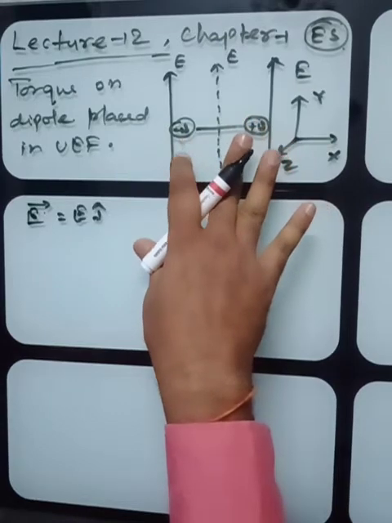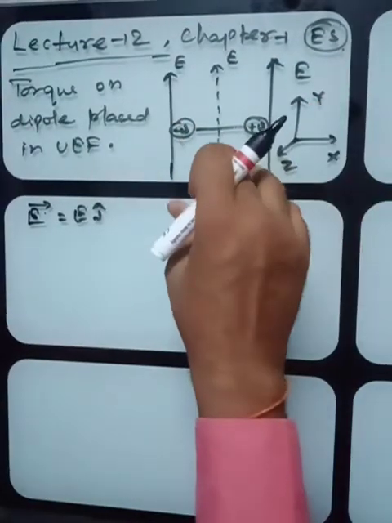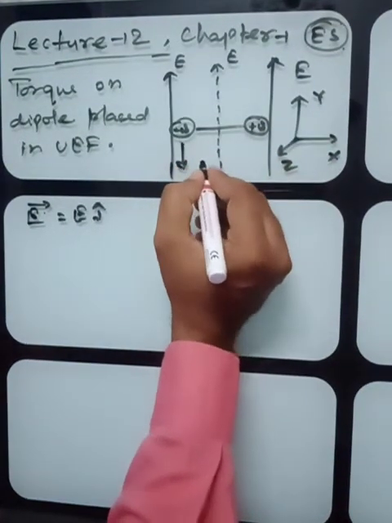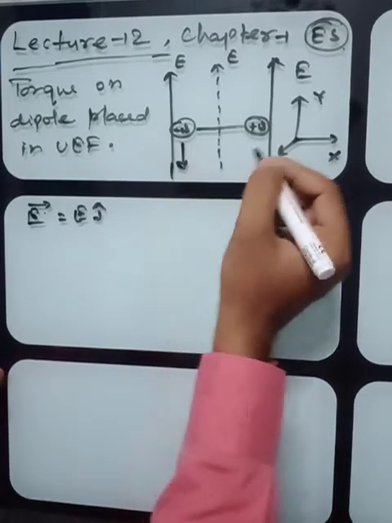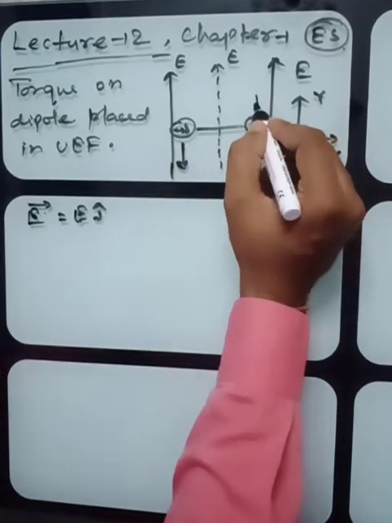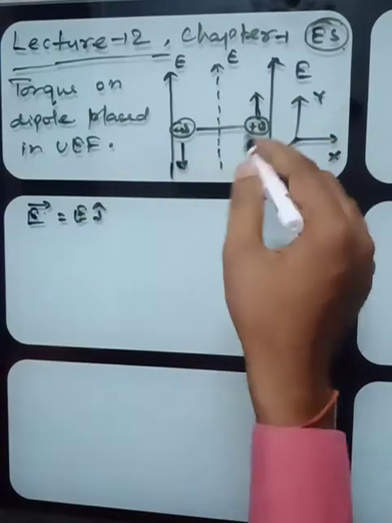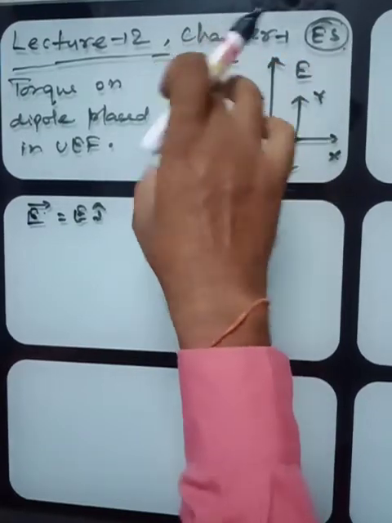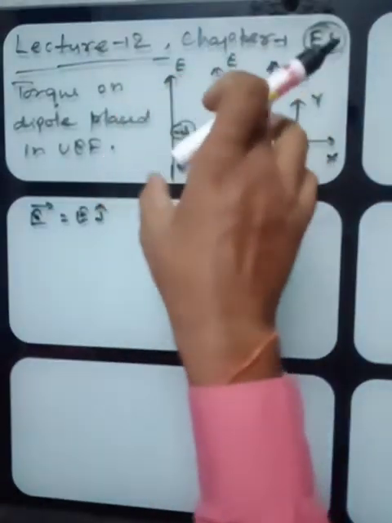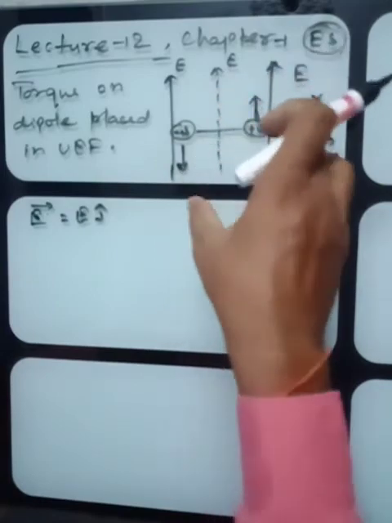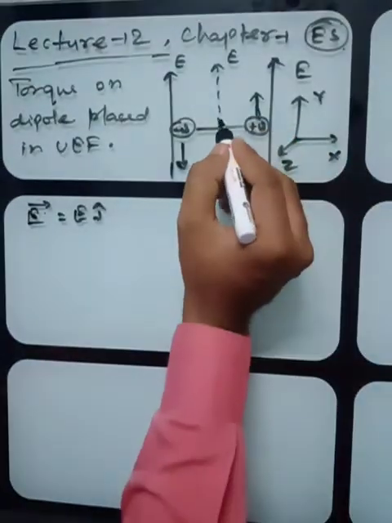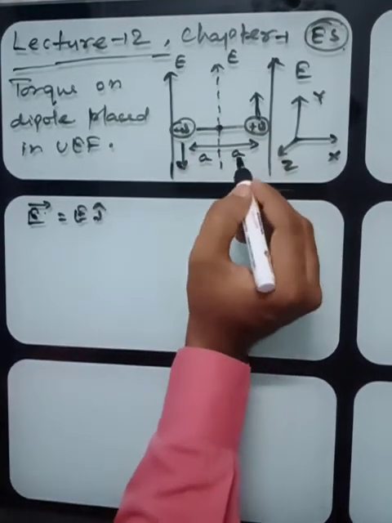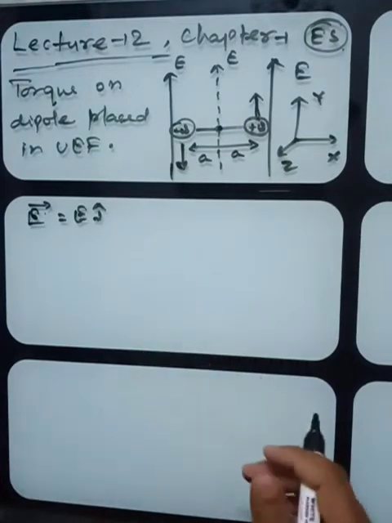As soon as this dipole is left, it will start rotating. This negative charge will move opposite to the field, as we know that negative charge always moves opposite to the electric field, and this positive charge will move up. Resulting here, two forces are acting, this one force and the second force. It will start to rotate. If anybody is rotating, there must be some net torque acting. So we are going to find out the net torque on this dipole. This distance is 2a, so this will be a and this will also be a.